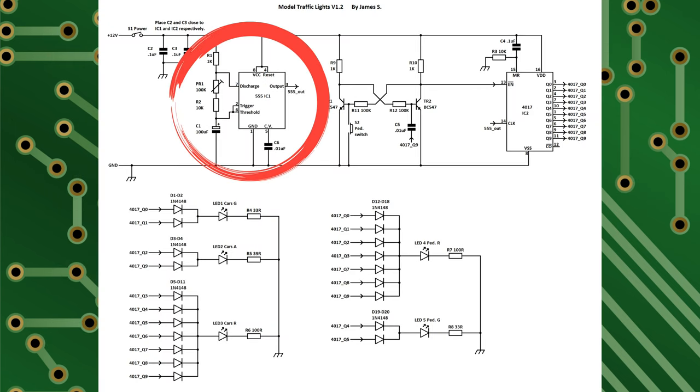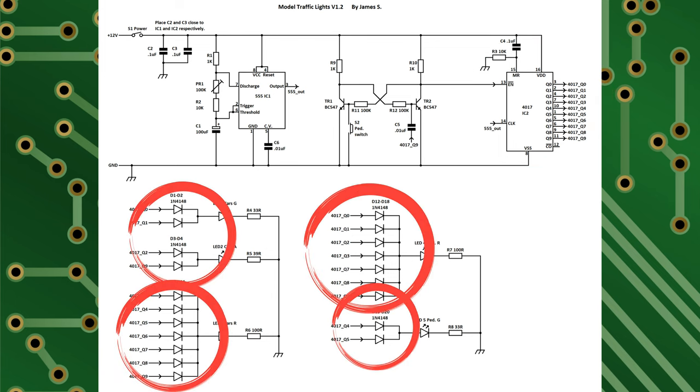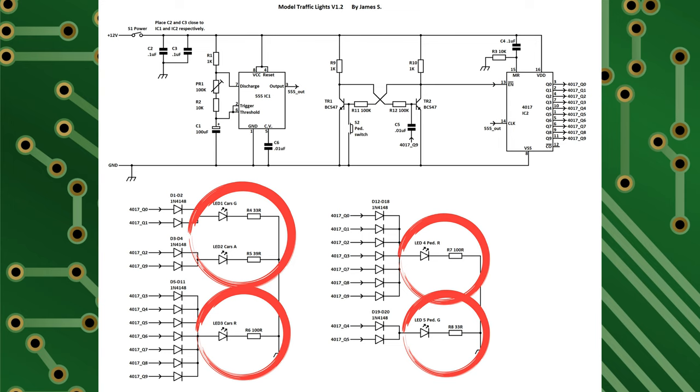We have a 555 timer IC wired as an astable oscillator, which produces regular clock pulses for the 4017 decade counter chip. The outputs of the 4017 are connected to a number of diodes which act as OR gates and decode the outputs to turn on the vehicle and pedestrian lights as needed to form the correct sequence. We could use other chips to do this, but I wanted to keep to a two chip design.